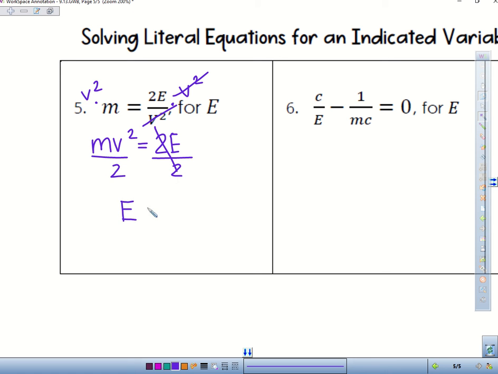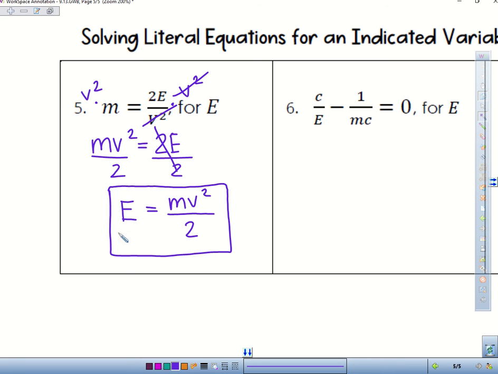That's how you solve. In my time of tutoring for SAT and ACT, which I do a lot, I haven't seen one practice test come up that doesn't have literal equations on it. So this is something important if you're trying to raise your score.